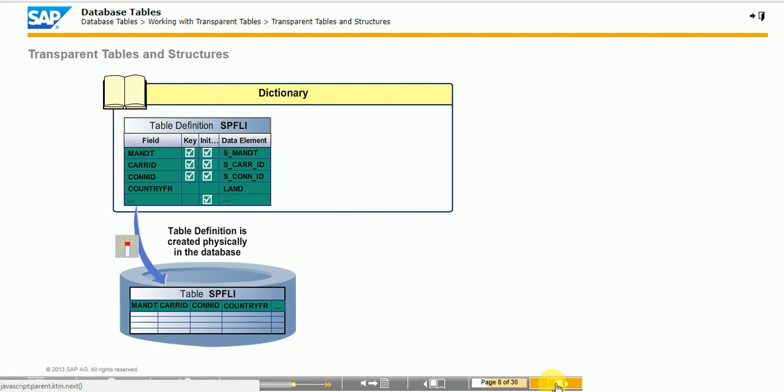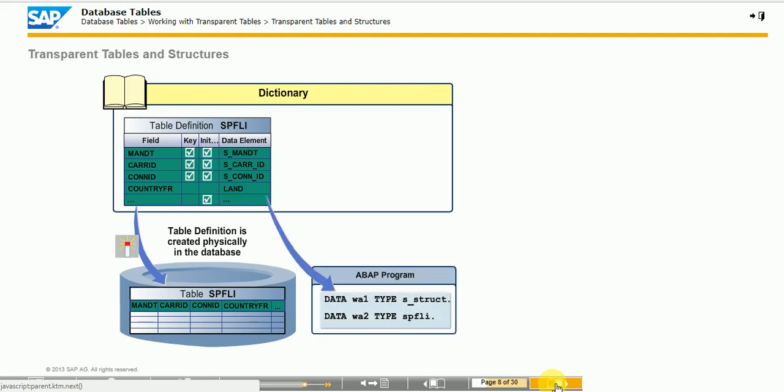ABAP programs can use a transparent table in the following ways. You can access the data contained in the table with OpenSQL or native SQL. You can use the transparent table as a structure type when defining variables or more complex data types.